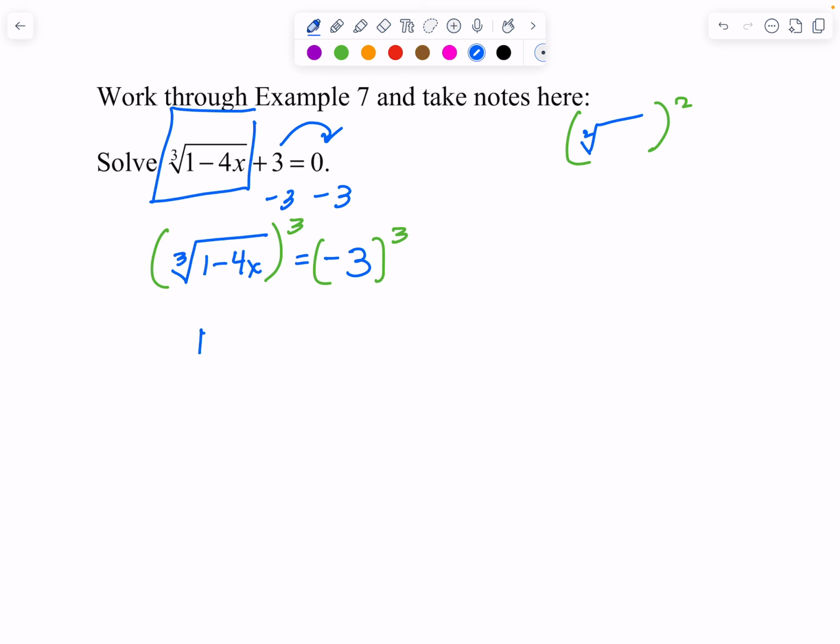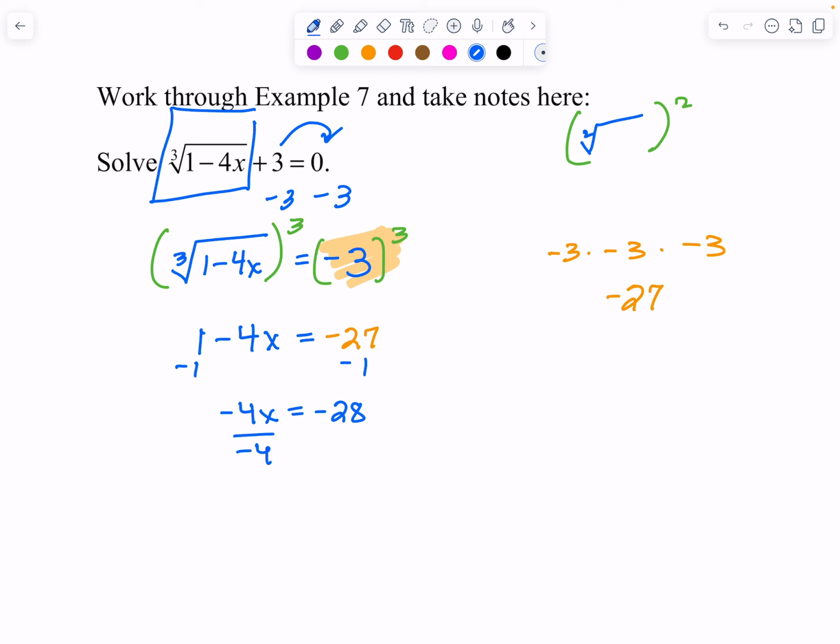So I'm just going to be left with 1 minus 4x on this side. And this one is just negative 3 times negative 3 times negative 3. Well, 3 times 3 times 3 is 27, and I've got 3 negatives, so it's going to be negative 27. And now we just have a regular old Algebra 1 problem. I'm going to subtract 1. I'm not really subtracting, right, because my signs are the same. So I'll get negative 28. Divide by negative 4. So my x is 7.